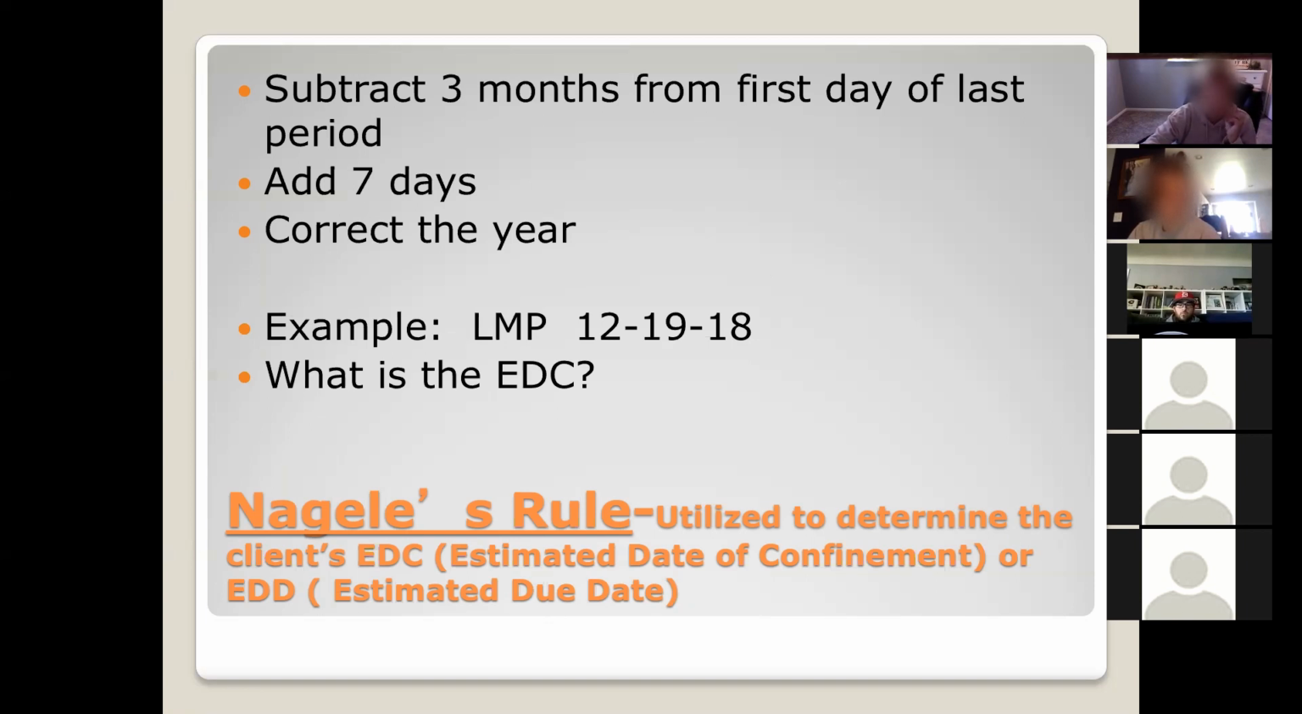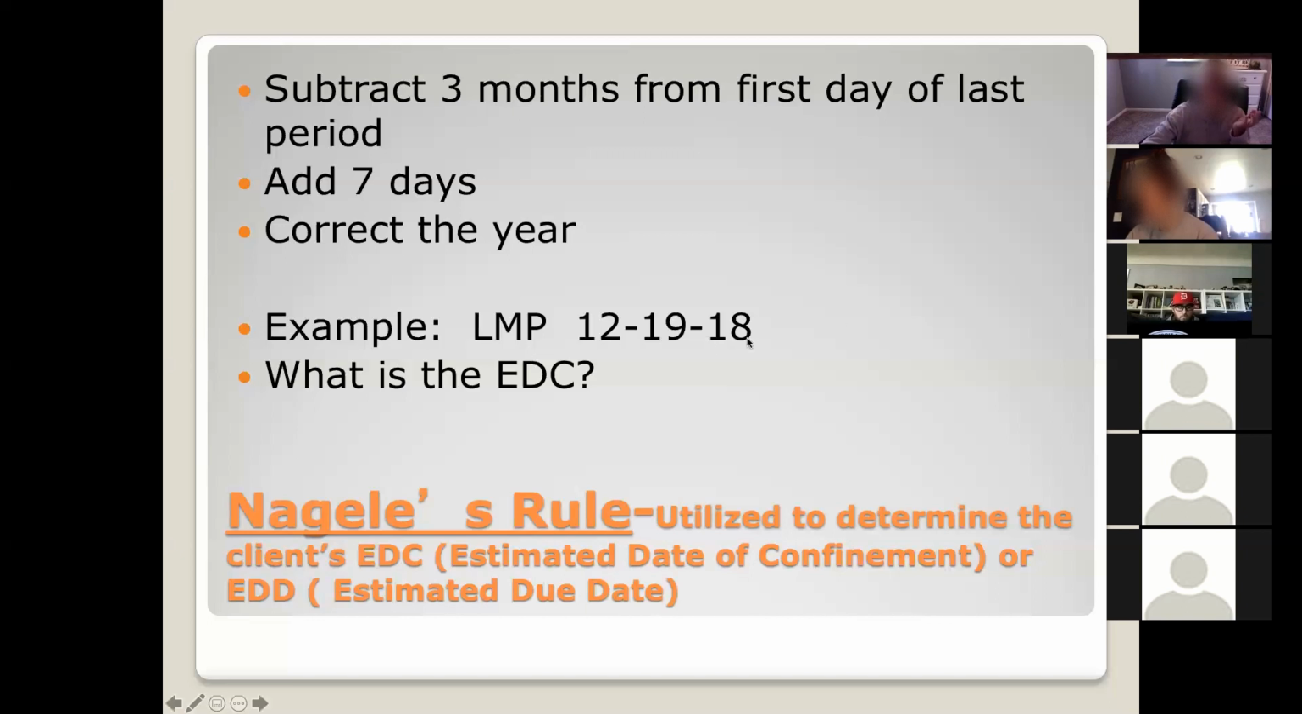All right, so Nagel's rule. So first day of your last menstrual period, you need to use that date, subtract 3 months from that date, add 7 days to it, and then correct for the year if you need to. So remember, we're trying to figure out at what date this pregnancy would be 40 weeks, okay? So if we're starting off at the end of the year, we know the pregnancy is going to go into the next year, so you just have to think about that year. Does that make sense? If the first day of her last menstrual period is early in the year, in January, February or something, then her 40 weeks is going to stay in the same year, okay? So just make sure it makes sense.